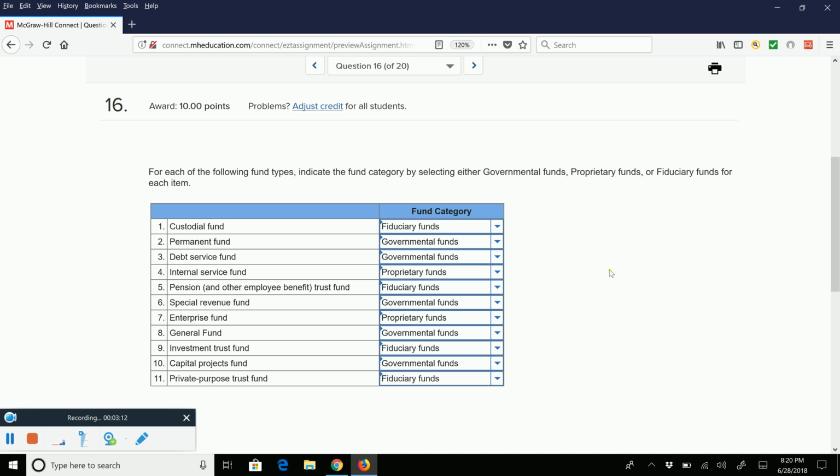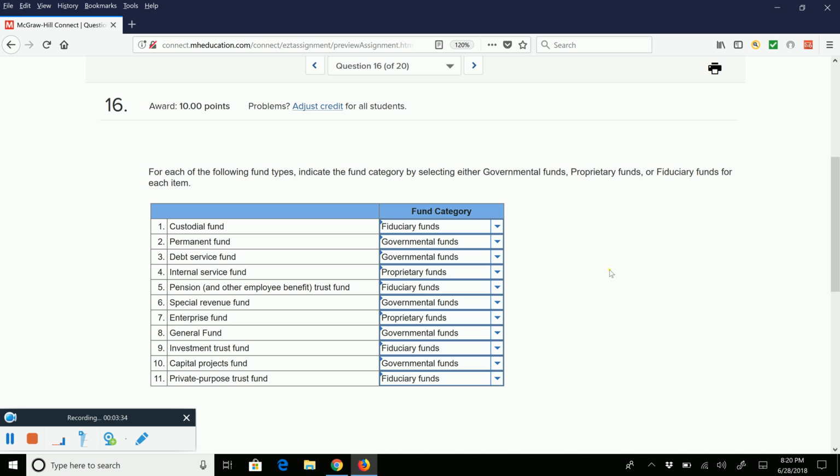And then you have an internal service fund. If you think of the name, internal service, this is when one government department services other government departments. Examples: maybe a mechanic shop, a printing shop, a supplies department, an IT department, an insurance department.